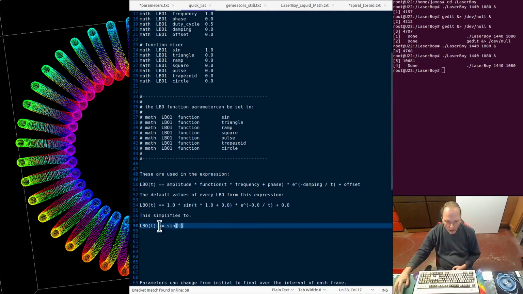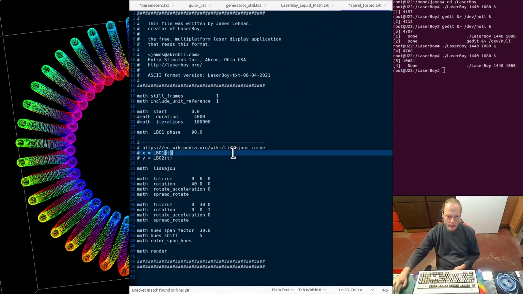Then by default, this is the function that you get: 1 times the sine of t times 1 plus nothing times e to the no damping factor over t, which, by the way, ends up becoming 1 times 1 plus nothing, which simplifies to the sine of t. So this is the sine function by default. All right? Getting back to the spiral toroid.